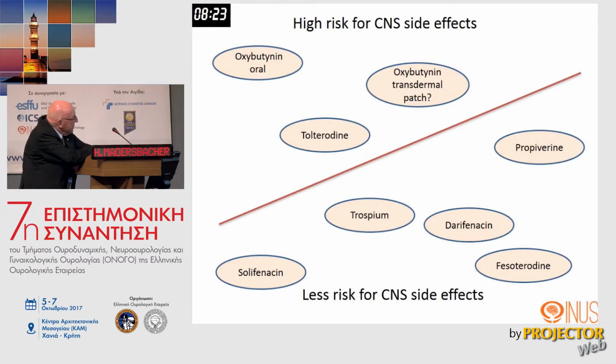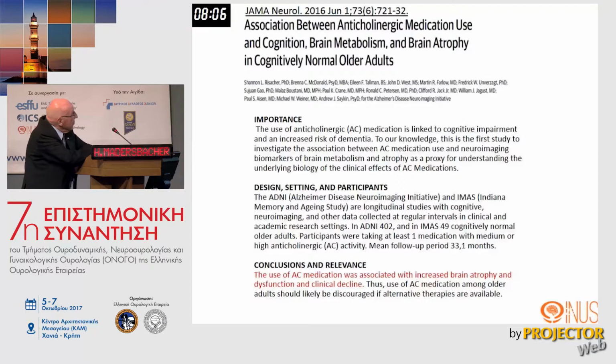And this is just to give you an overview. These are the high-risk antimuscarinics for CNS side effects, and these are those with a lower risk, and the best is probably trospium because it does not pass the healthy blood-brain barrier, and darifenacin and solifenacin are less bound to these M1 receptors.